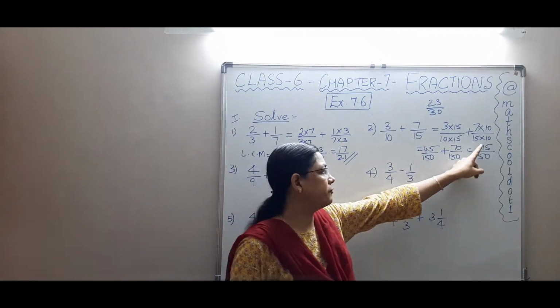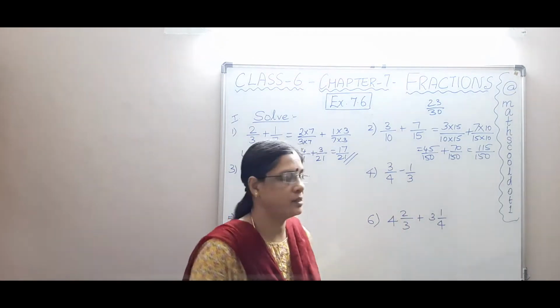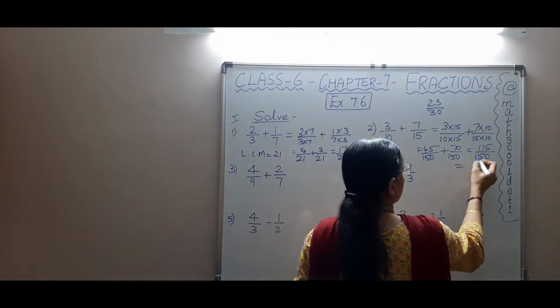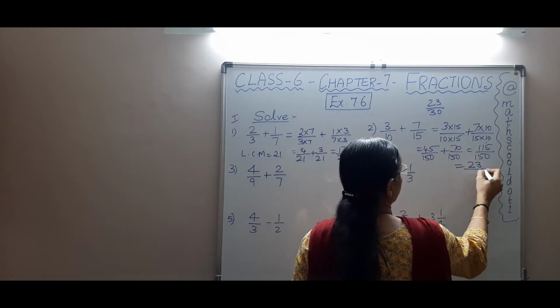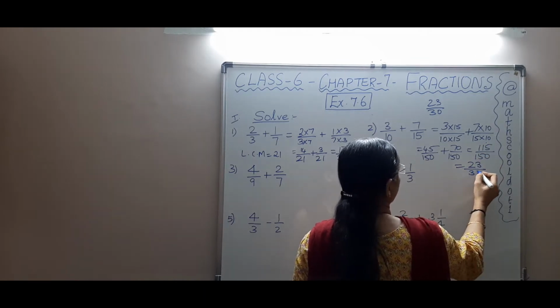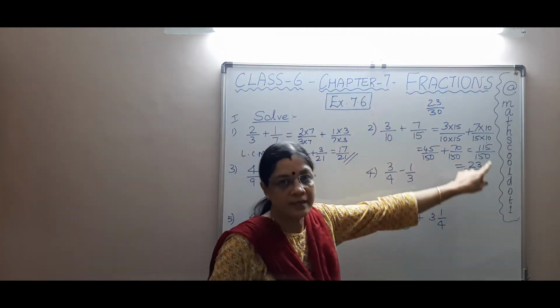Okay, so 150 and 115, when you see, these two are multiples of 5, isn't it? We know that. So 5 2s are 10, 5 3s are 15, and this is 5 3s are 15 and 1 0. So 23 by 30. See, you have got the same answer.